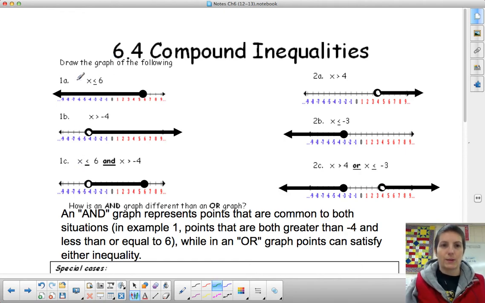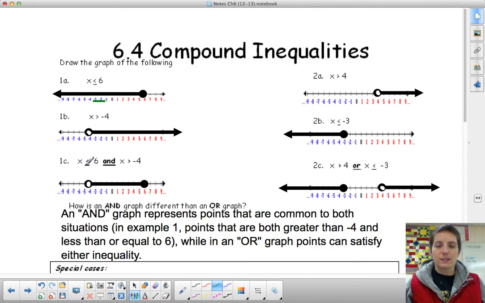So if you draw the graph of the following, let's deal with problem one. We're looking at the x values that are less than or equal to 6. So we have a filled dot at 6, and less than are all the points that go to the left. X is greater than -4. So we have an open dot at -4, and our arrow goes to the right.